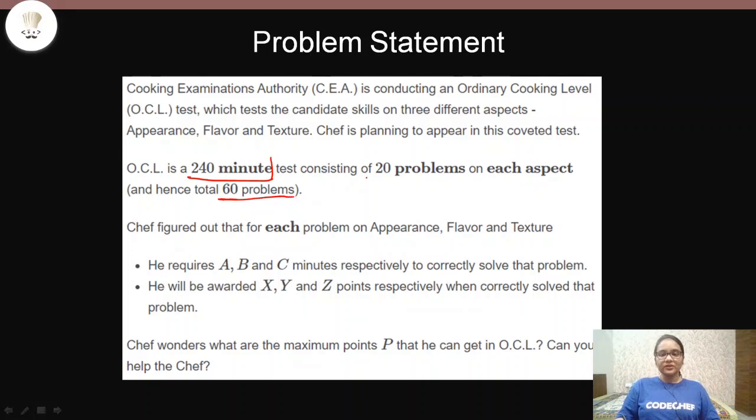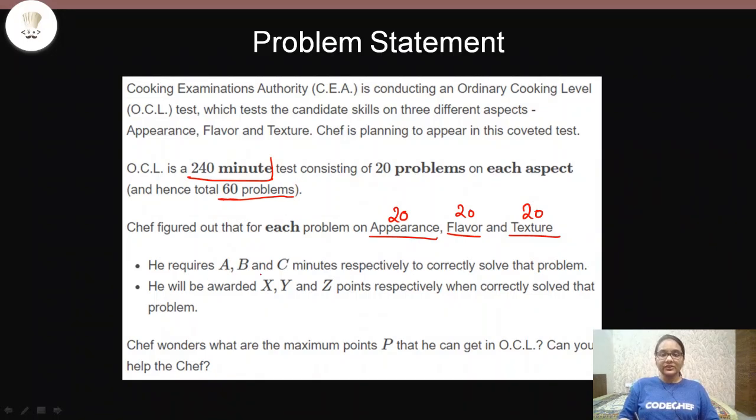Now each of the 20 problems out of these 60 problems are based on a particular aspect, that is appearance, flavor and texture. So 20 problems for appearance, 20 problems for flavor and 20 problems for texture. That makes it 60 problems in 240 minutes.